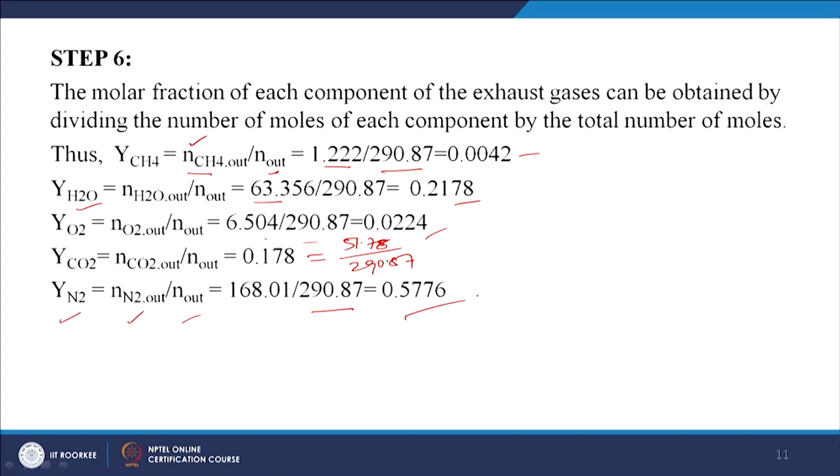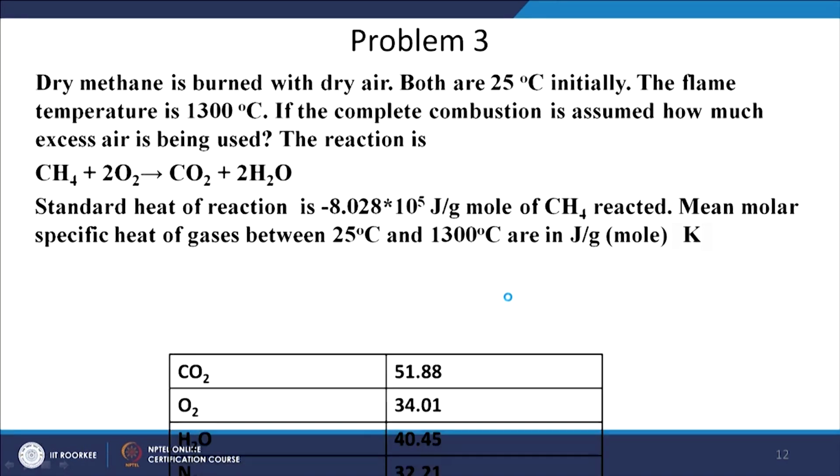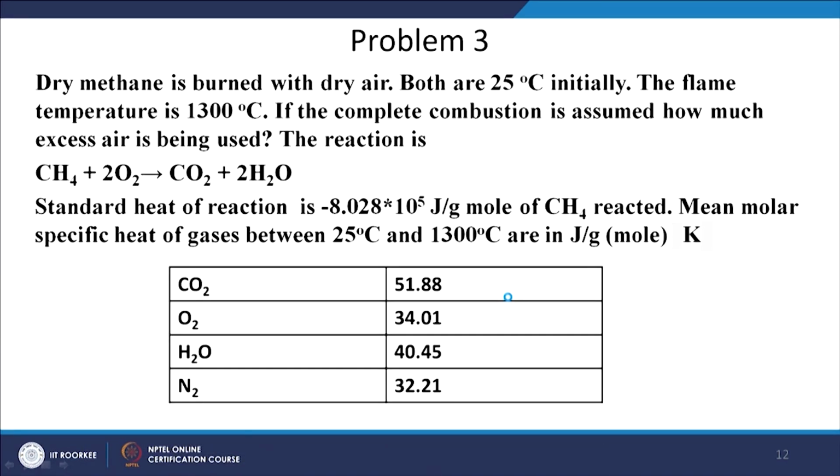So, now we are able to get the composition of the outlet gas. Our next problem statement says: dry methane is burned with dry air, both at 25 degree centigrade initially, and the flame temperature is 1300 degree centigrade. If complete combustion is assumed, how much excess air is being used?